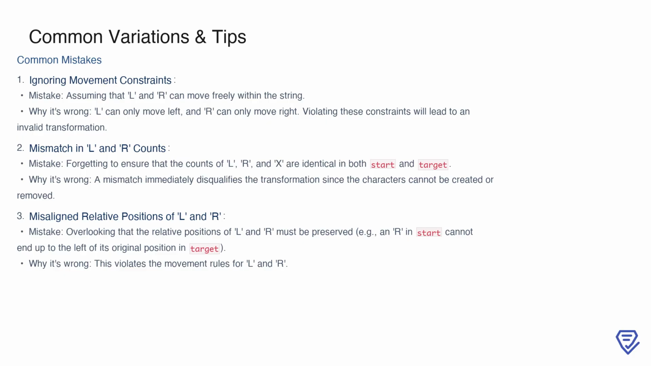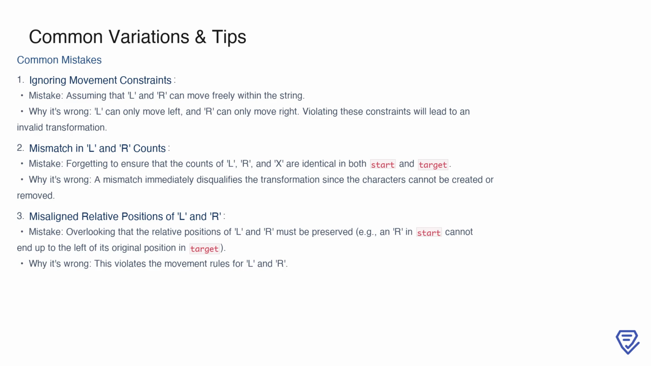When working on this problem, there are a few common mistakes to be aware of. First, it's important to understand that L and R cannot move freely within the string. L is restricted to moving left, and R can only move right. If these movement constraints are ignored, it will result in an invalid transformation. Another mistake is failing to check that the counts of L, R, and X match between the start and target strings. Any mismatch in these counts automatically makes the transformation impossible, as characters cannot be added or removed.